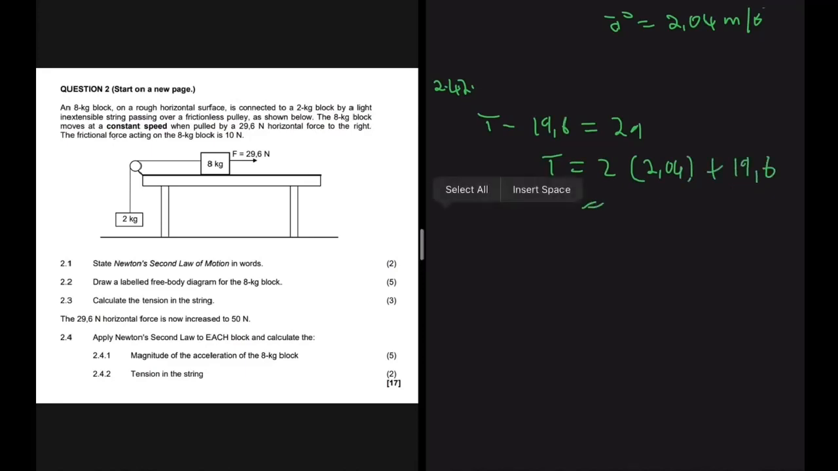And then we add 19.6. Let me put that in my calculator real quick. 2 multiplied by 2.04 plus 19.6. That gives me 23.68 Newton. And that's it for this problem.